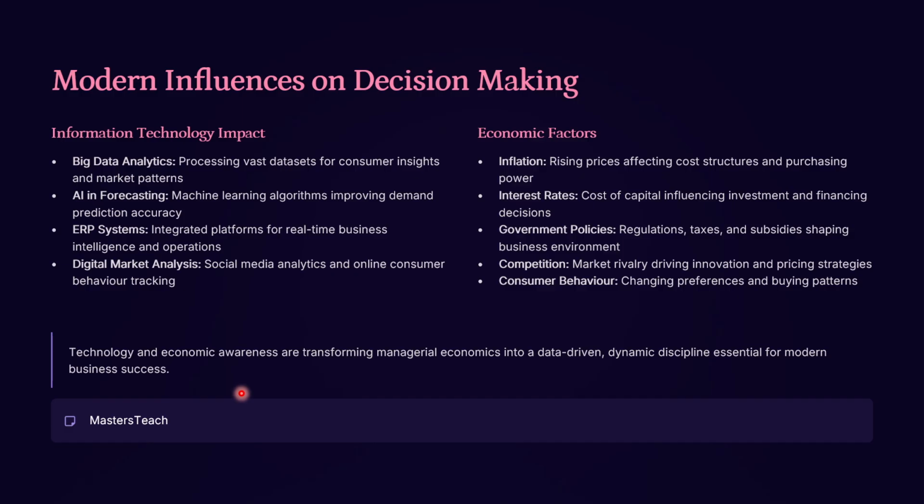AI forecasting, where machine learning algorithms improve demand prediction accuracy. ERP systems, the integrated platform for real time business intelligence and operations. Then digital market analysis, social media analytics and online consumer behavior tracking. Then economic factors, like interest rates, government policies, competition, and consumer behavior. These affect decision making.